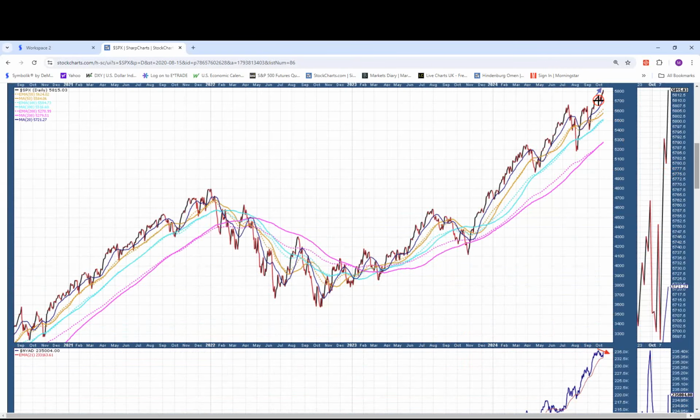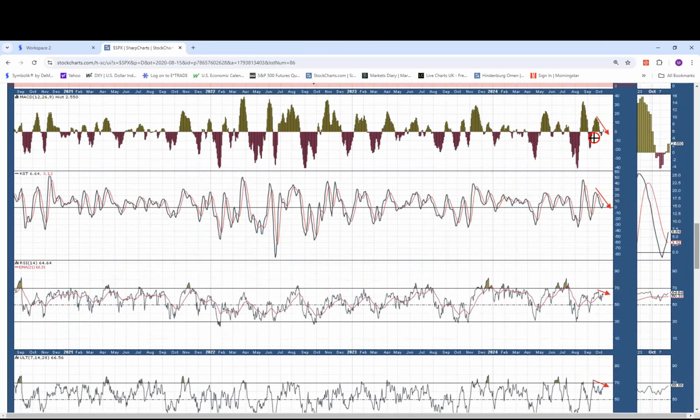Price has an upwards trajectory on the top side of the line here, and the AD line for the S&P 500 has a downtrend line, so there's a bearish divergence there. And remember, arrows above price line bearish, arrows below price line bullish.